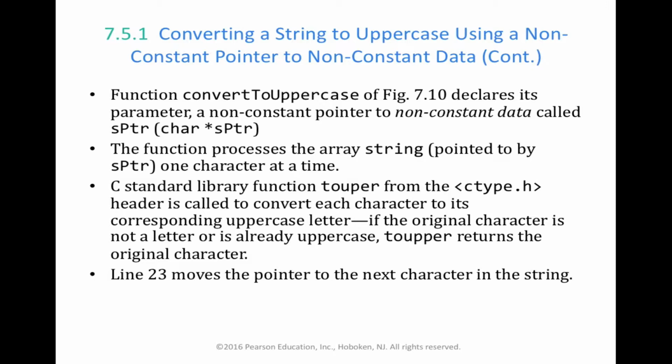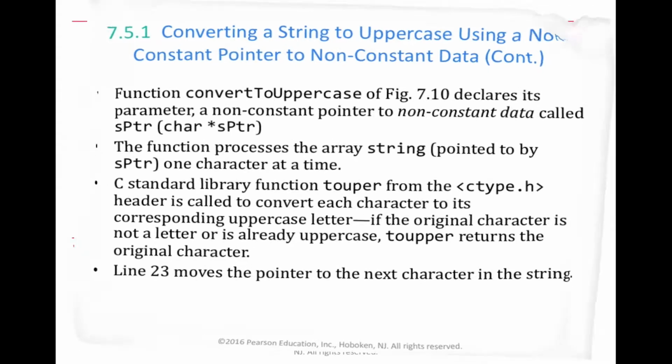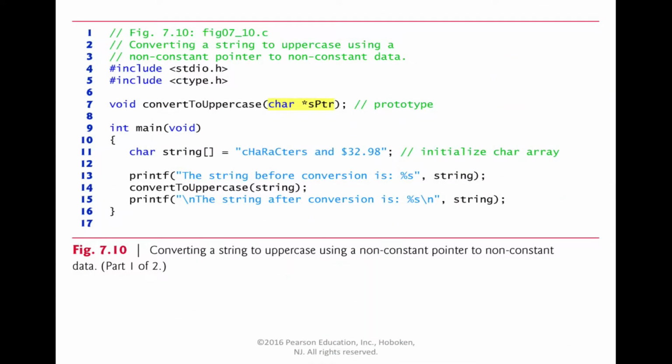We use the standard library function toupper from the ctype.h header to convert each character to its corresponding uppercase character. If the original is a non-letter or is already uppercase, we just get the original character back. Line 23 moves the pointer to the next character in the string. So here is an example.